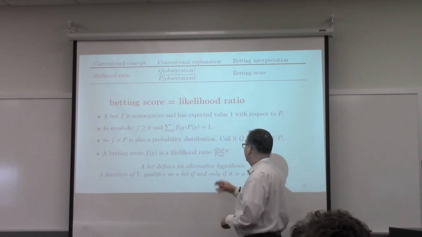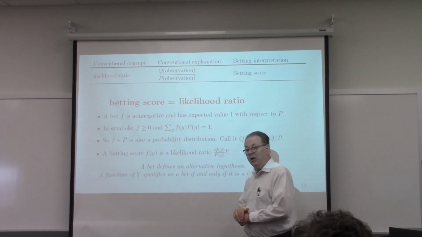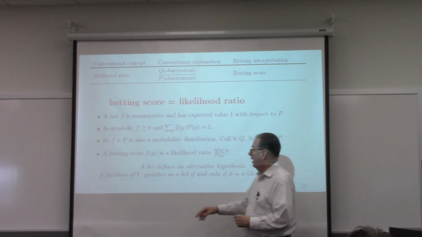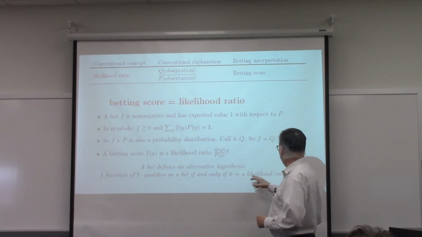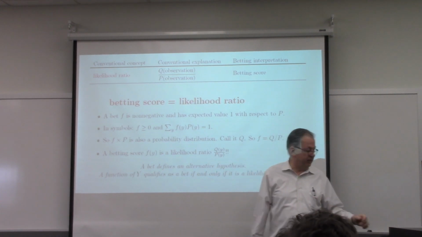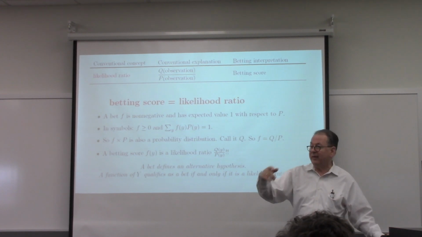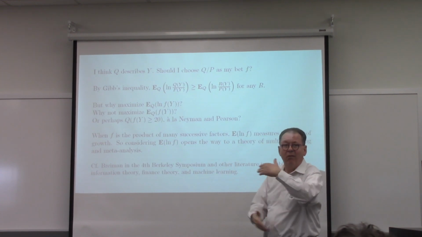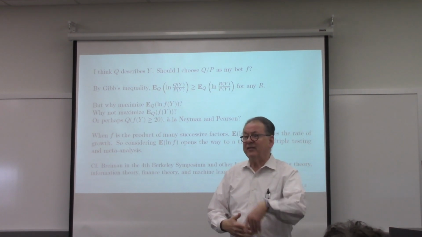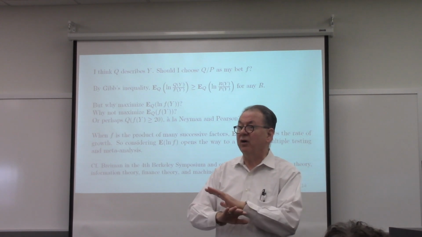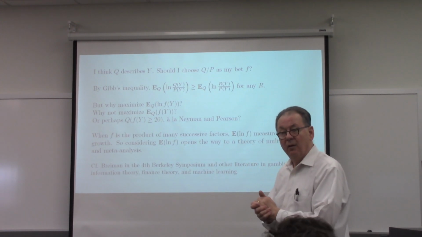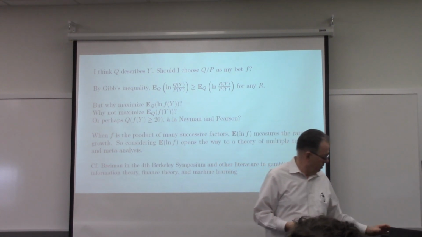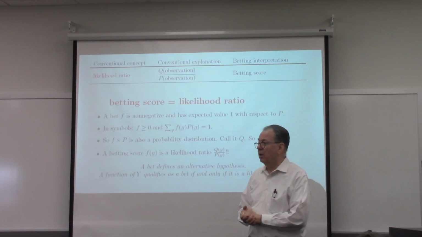So the betting score actually is a likelihood ratio. The bet defines alternative hypotheses, and a payoff is a bet if and only if it's a likelihood ratio. I've proven it one way, that if you start with a bet, you get the likelihood ratio. But if you start with the likelihood ratio, the same calculation shows that that's a bet. So a bet and a likelihood ratio are the same thing. The likelihood ratio captures the evidential import of the experiment.